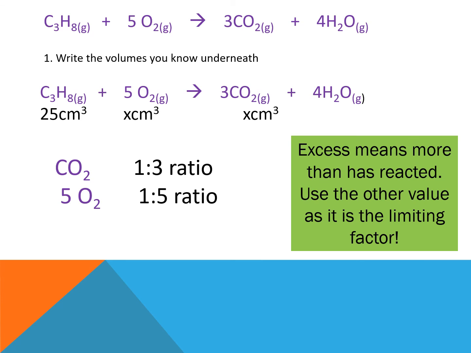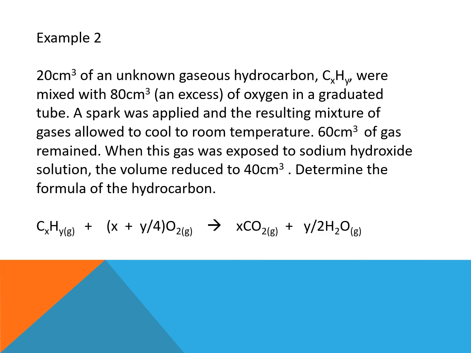So we found out here that we started with 25 centimeters cubed of propane. We started with 200 centimeters cubed of oxygen. We produced 75 centimeters cubed of carbon dioxide, and 75 centimeters cubed of oxygen was left at the end from that 200. So it's not too hard. If you are still struggling with this, you can look up a few videos on YouTube, or you can get in touch with me. Example 2 is a slightly trickier style of question, yet it's very common in the exams, and once you've mastered it, they're all pretty much the same.